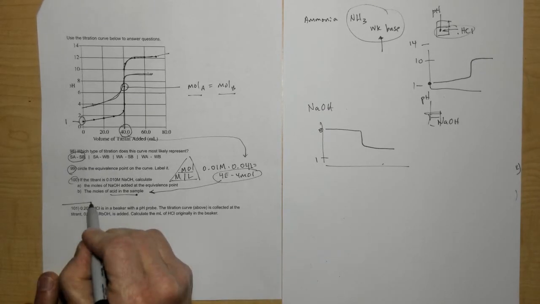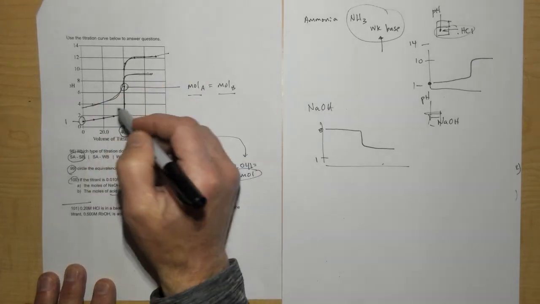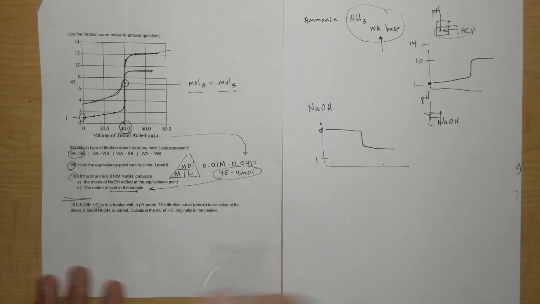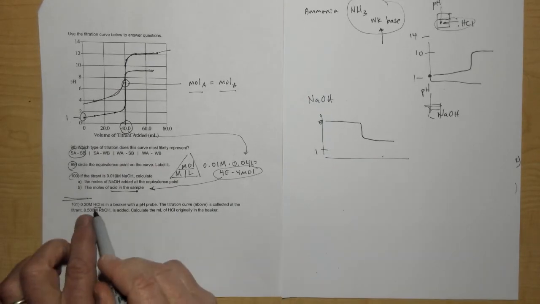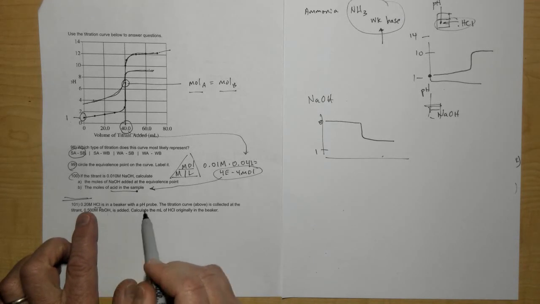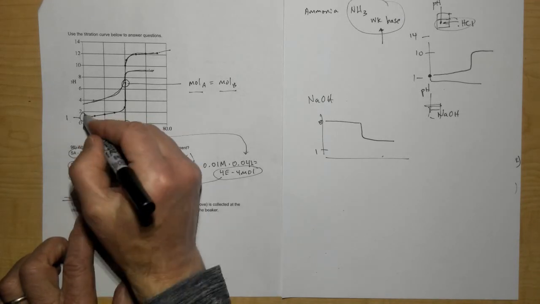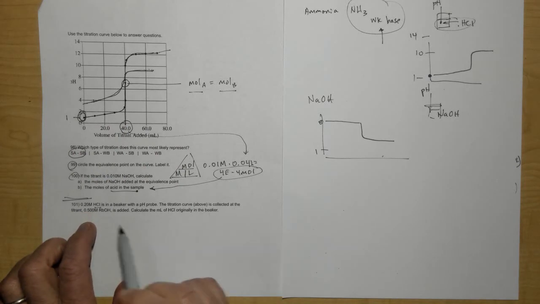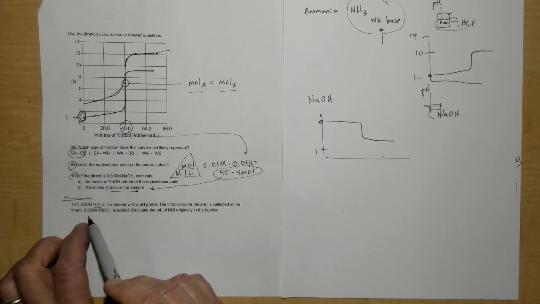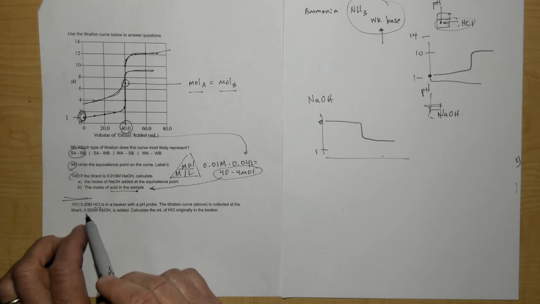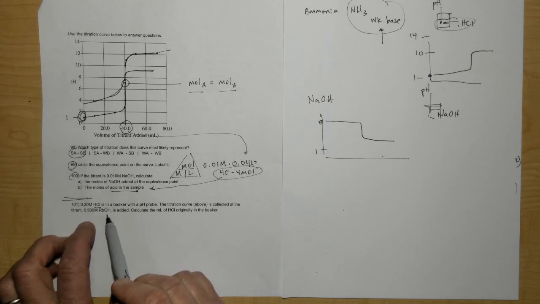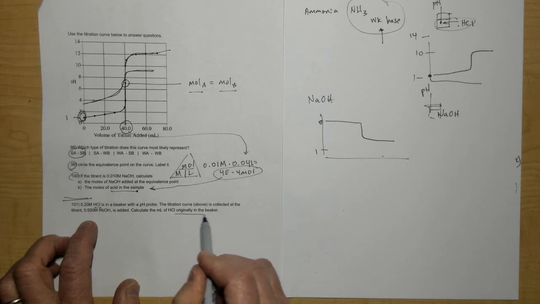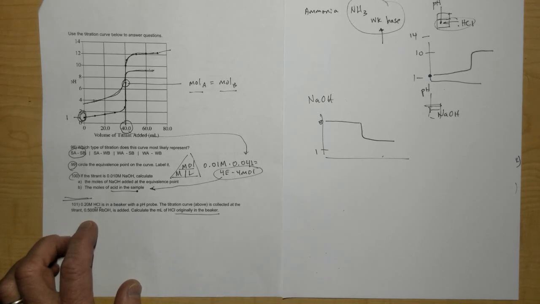Then number 101 still uses this titration curve, but it actually puts some substances to it and asks a question and says it's 0.2 molar HCl in a beaker with a pH probe. So that's starting right here. And then it says the titration curve above is collected at the titrant, and the titrant is 0.5 molar rubidium hydroxide added. Calculate the milliliters of HCl originally in the beaker.